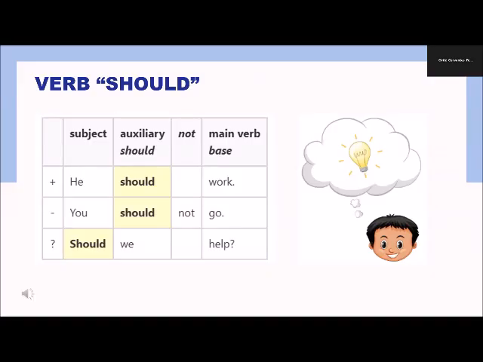Note that the auxiliary verb should is invariable. There is only one form, should, for all the persons. The main verb is usually in the base form, work, go, help. Look at the basic structure again with affirmative, negative, and question sentences. He should work. You should not go. Should we help?